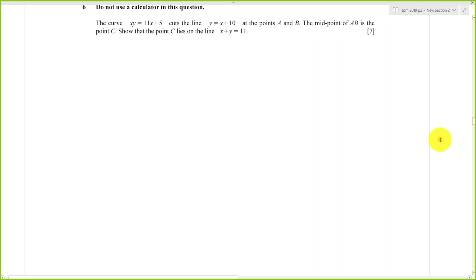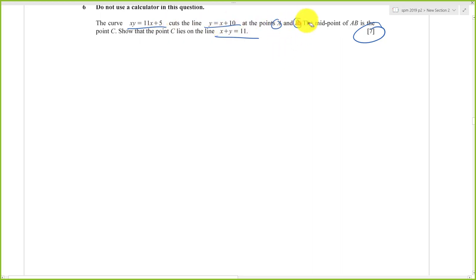Okay, number 6 here. The curve xy equals 11x plus 5 will cut the line y equals x plus 10 at the points A and B. So the midpoint of AB is the point C. Show that the point C actually lies on this line. 7 marks. It's not too bad, this question. The first thing is, you realize this one is a curve, because you see x times y. The curve cuts the straight line at two different points.